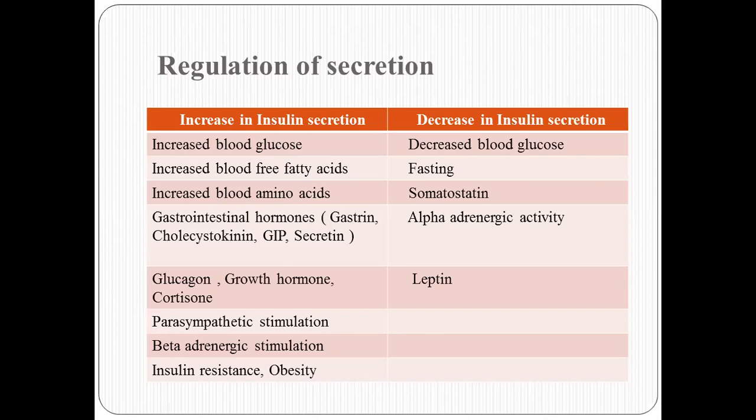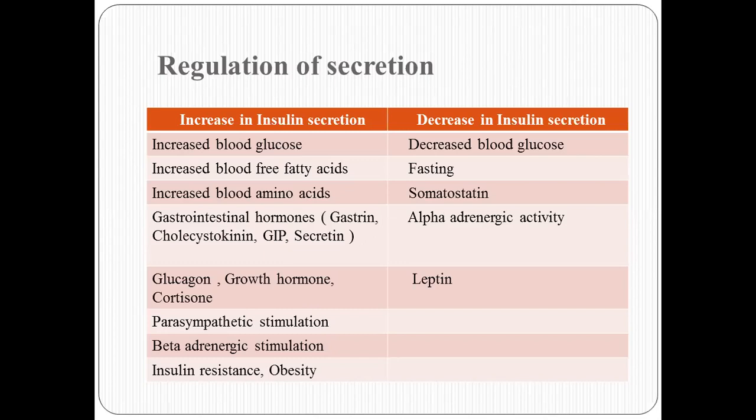In cases of parasympathetic stimulation, beta-adrenergic stimulation, these will cause the increase in insulin secretion. And nowadays, the obesity and the insulin resistance, where the insulin secretion is normal, but the receptors are resistant. These are the conditions where you get increase in the insulin secretion.